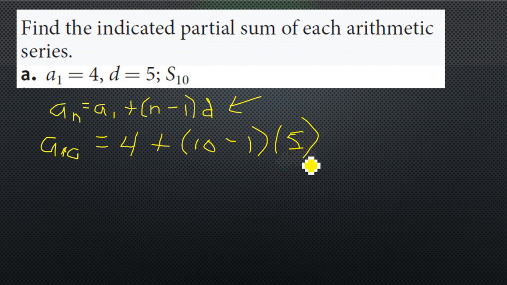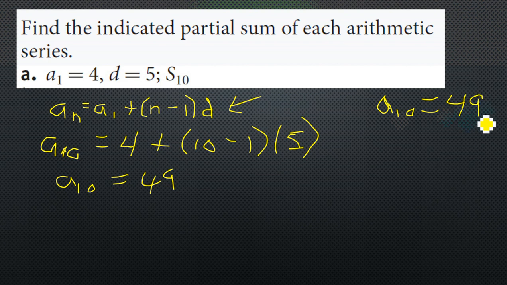Okay, then we're going to follow our order of operations. Remember what we're going to do. We're going to find 10 minus 1 first. So that's going to be 9. And 9 times 5 is 45. And 45 plus 4 is 49. So the 10th term of the sequence is 49. Okay, so we'll write that over here so we can keep that off to the side. So A10 equals 49. And we'll use that in our summation formula in just a second.